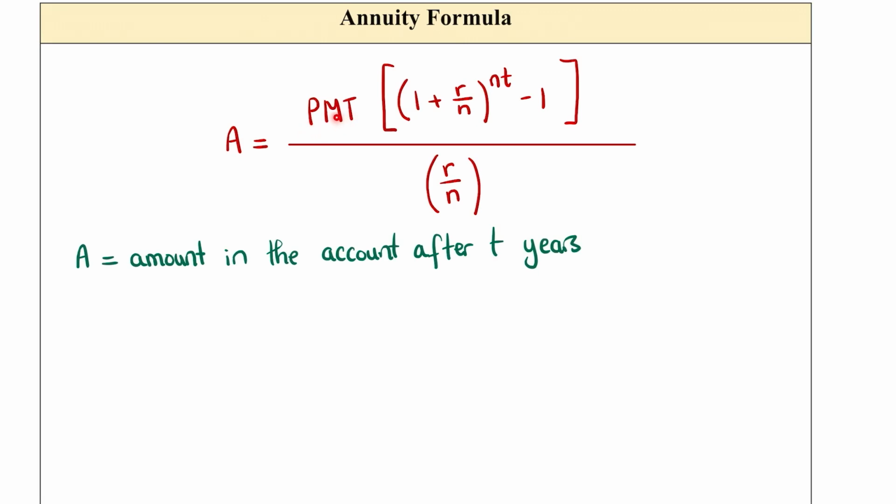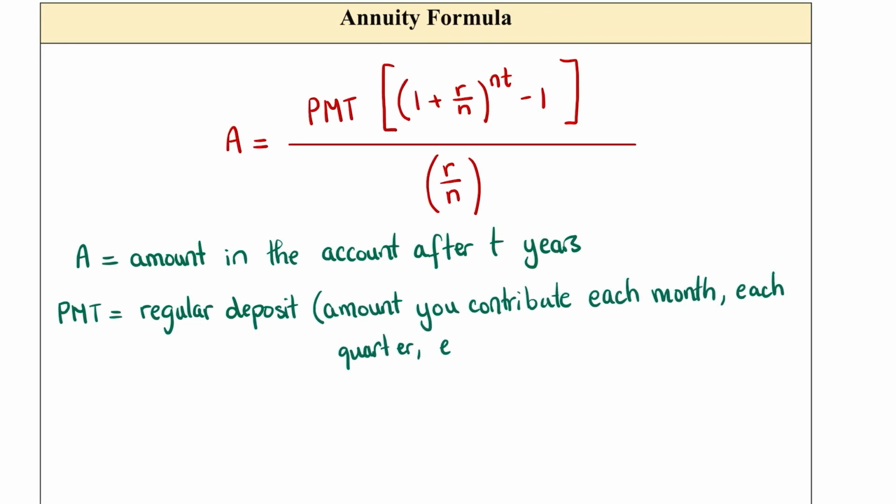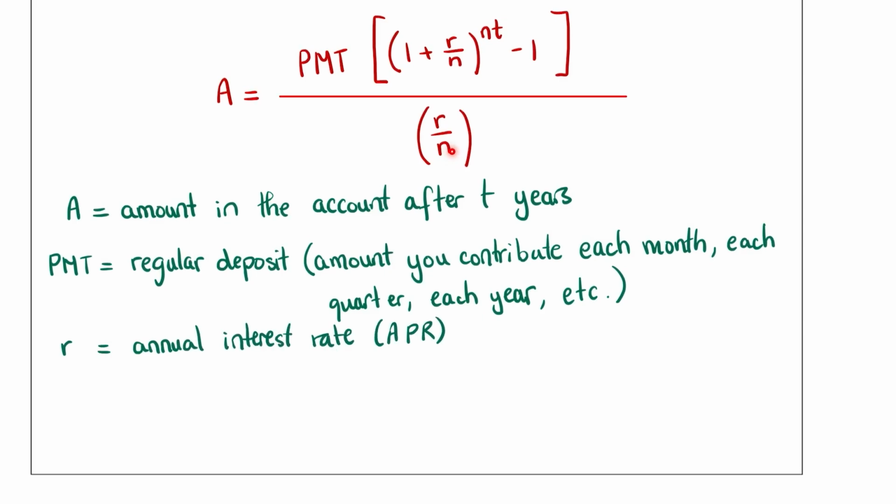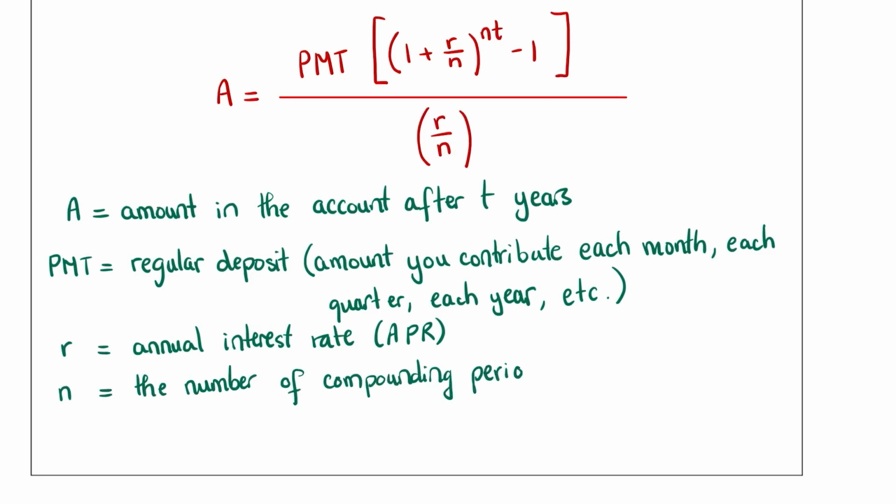PMT is the regular deposit, the amount of money that we contribute each month, each quarter, or each year, and so on. R is the annual interest rate, which is the APR. N is the number of compounding periods in 1 year. And T is the number of years we plan to make deposits.